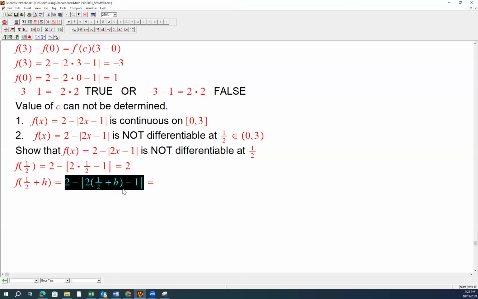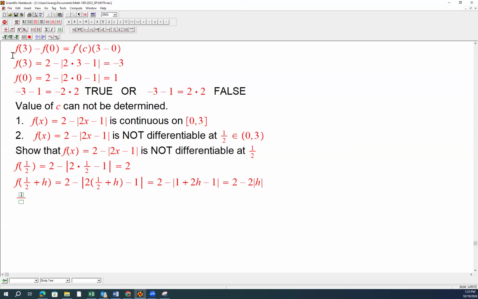We got this piece. All right, and we're going to take 2 times h. That's going to be 1, right? And 2 times h. So inside this absolute value function, this is just going to be 2h. We can bring out the 2.